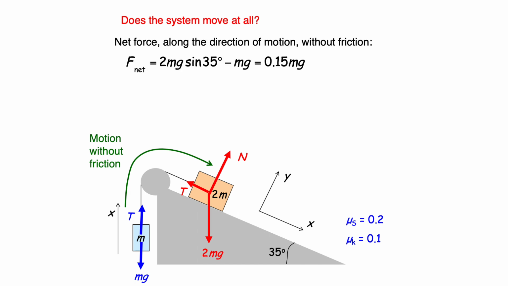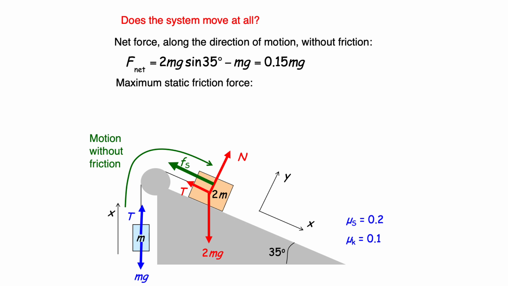Now, the net force along the direction of motion without friction for the orangish block is going to be 2mg sine of 35 degrees minus mg. So that's the net force, and that is going to be equal to 0.15 mg.